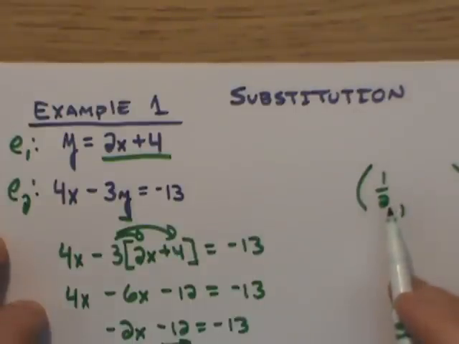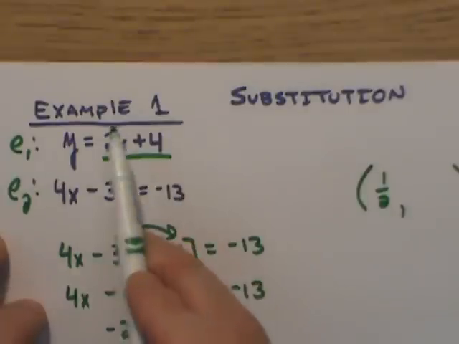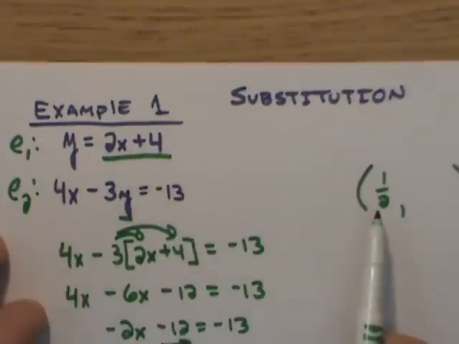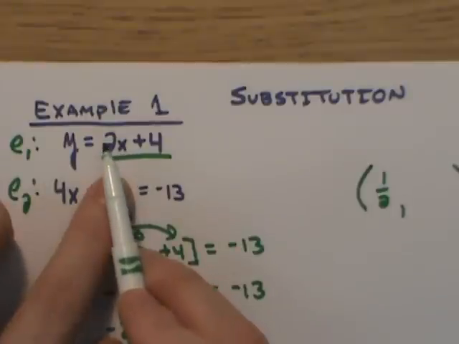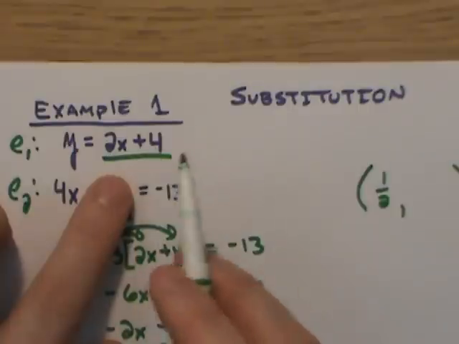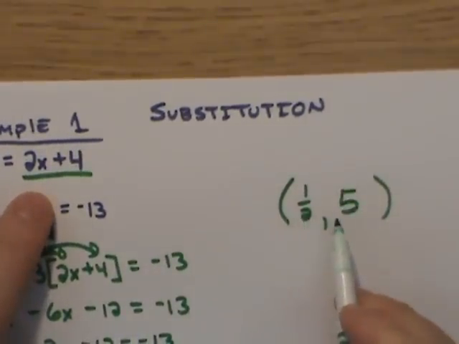To find the y value, what I love about substitution is that you're always going to have somewhere a point where you have y equals something or x equals something. Once you have your answer, you can always plug that right in. It's a very quick substitution. In other words, you can do this in your head. 2 times 1/2 is 1. 1 plus 4 is 5. So I get my point of intersection, which is (1/2, 5).